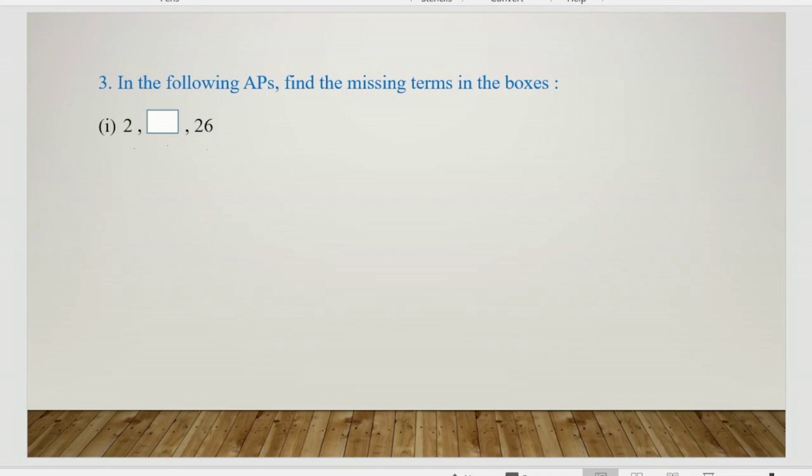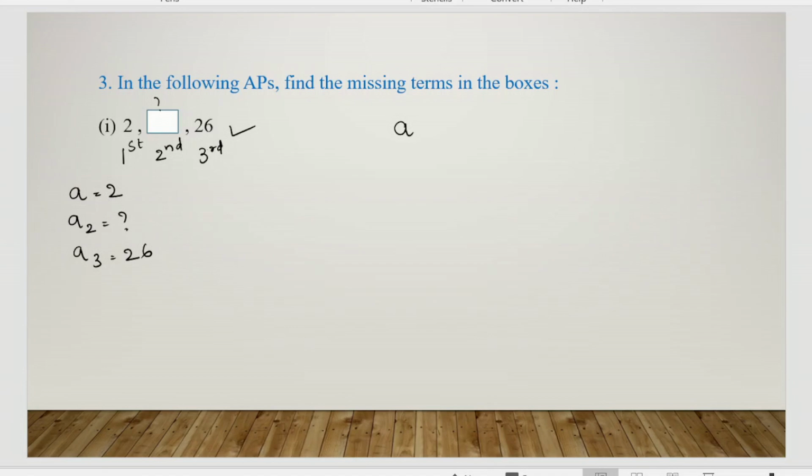So the first bit is, in the following APs, find the missing terms in the boxes. So this is the AP he has given. This is the first term, this is the second term, and this is the third term. Here you only have 3 terms. Now we know 2 is the first term, that is A is 2. So we need to find the second term. And we also know the third term, which is 26.